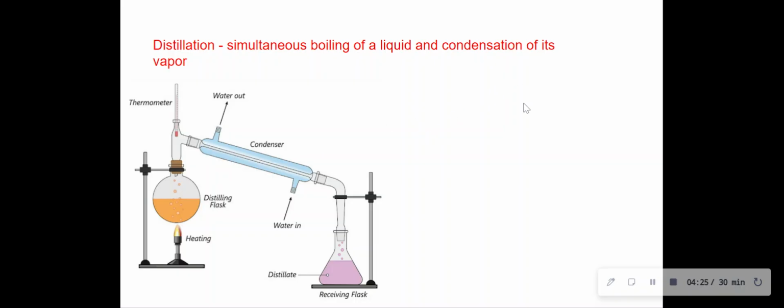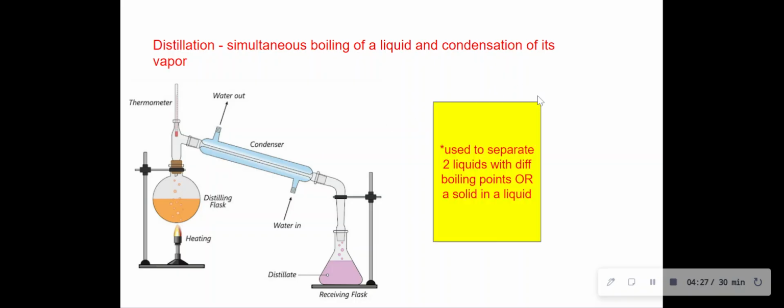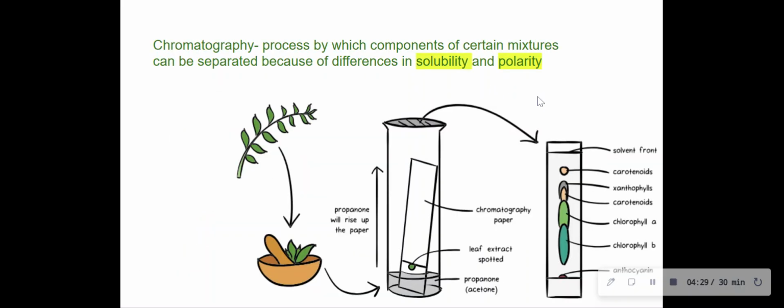Finally, we have chromatography. Chromatography is a process by which components of certain mixtures can be separated because of differences in solubility and polarity. So maybe you did this in bio last year with the spinach leaf chromatography paper, which is what we have here.